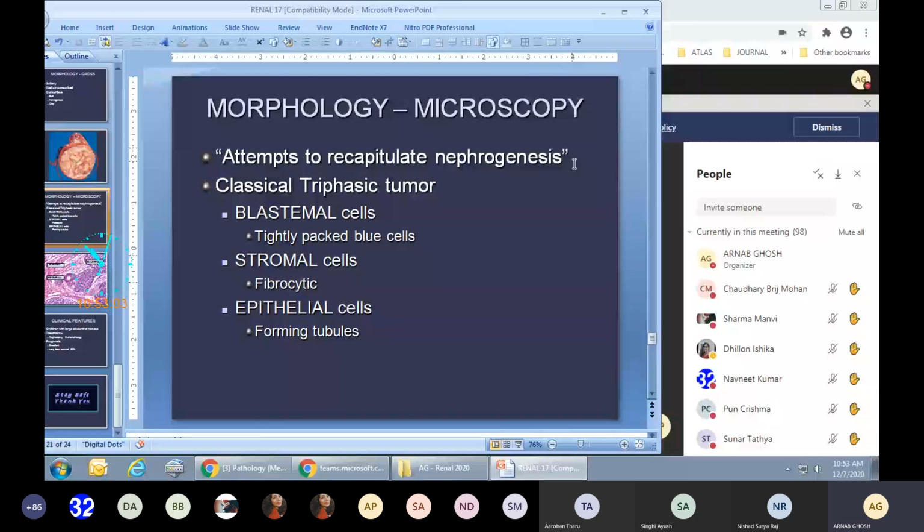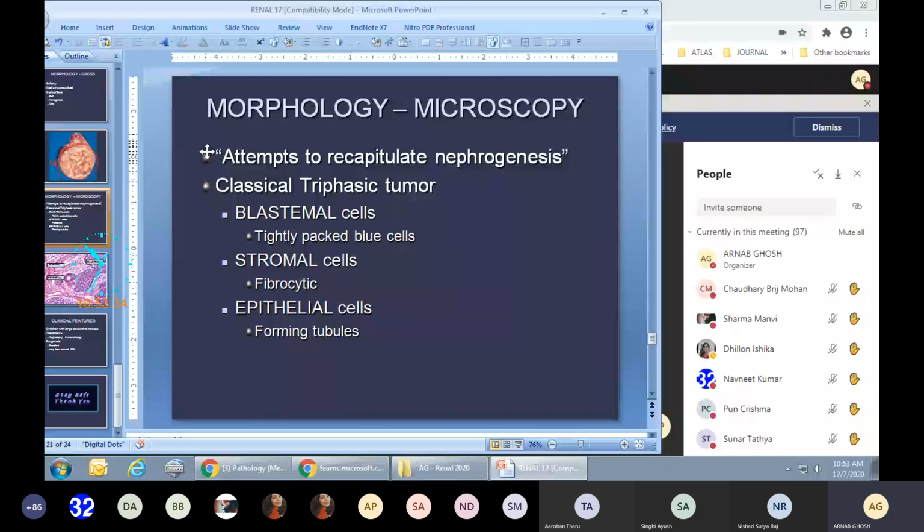So the tumor cells will try to recapitulate, which means to look the same or somewhat resembling. Nephrogenesis means the fetal kidney. When the kidney is being formed in fetal life, it will look like that. So it will look like fetal kidney. This is the classical description. So you remember, the tumor cells will show attempts to recapitulate nephrogenesis.